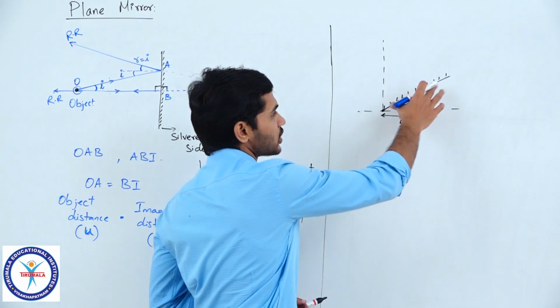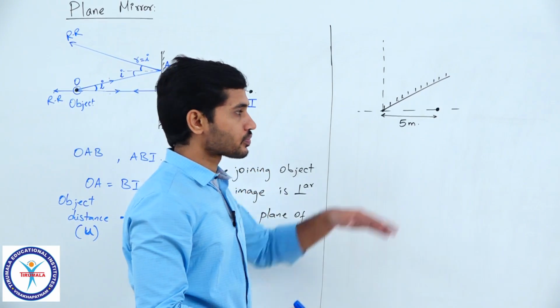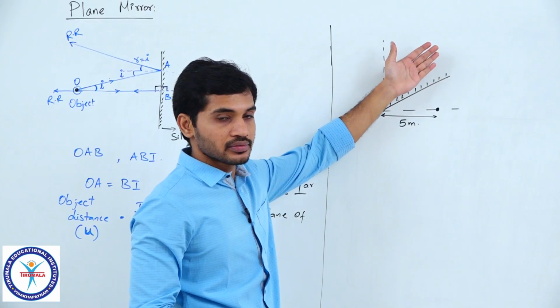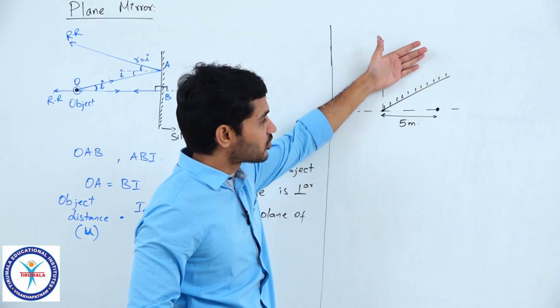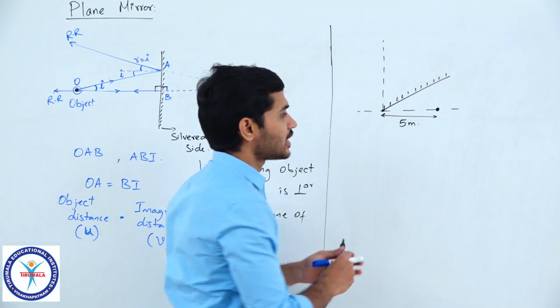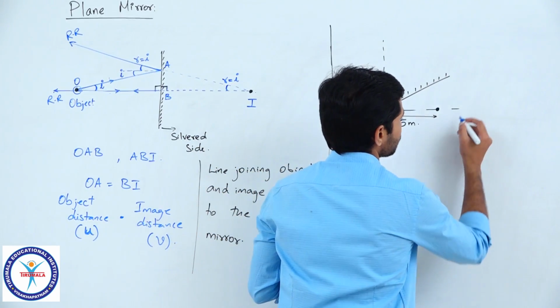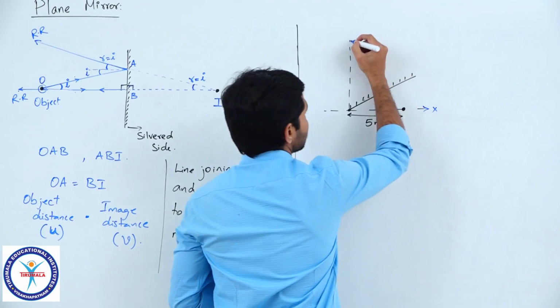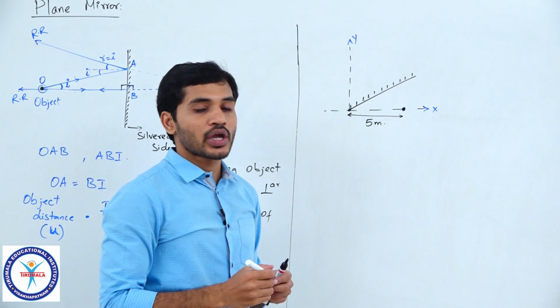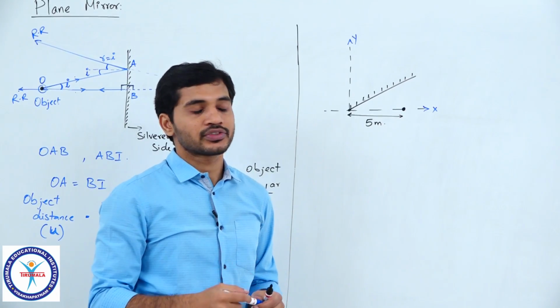The image is formed in this mirror for this particular object. You know that it will be behind the mirror, because it is a virtual image. So, it is formed somewhere over here. Considering that this is the x axis and this is the y axis, we will now try to find out the location of the image and the coordinates of the image.